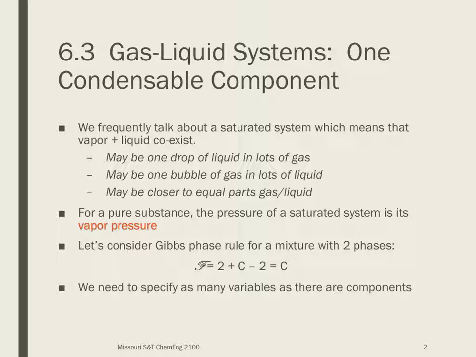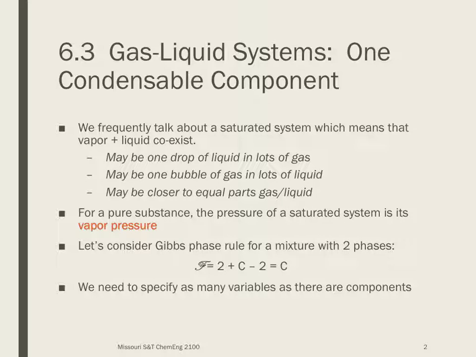So we frequently are going to talk about saturated systems, and usually by that what I mean is vapor and liquid coexisting. Now, saturated systems might also be solids and liquids or any other number of things. But typically in chemical engineering classes, if we get lazy and just say it's a saturated system, we usually are talking about vapor plus liquid. Now, this doesn't tell me anything about how much liquid and how much vapor. I might have one drop of liquid and a whole bunch of gas. I might have one bubble of gas and a whole bunch of liquid. But I might have something where it's closer to being equal parts gas and liquid.